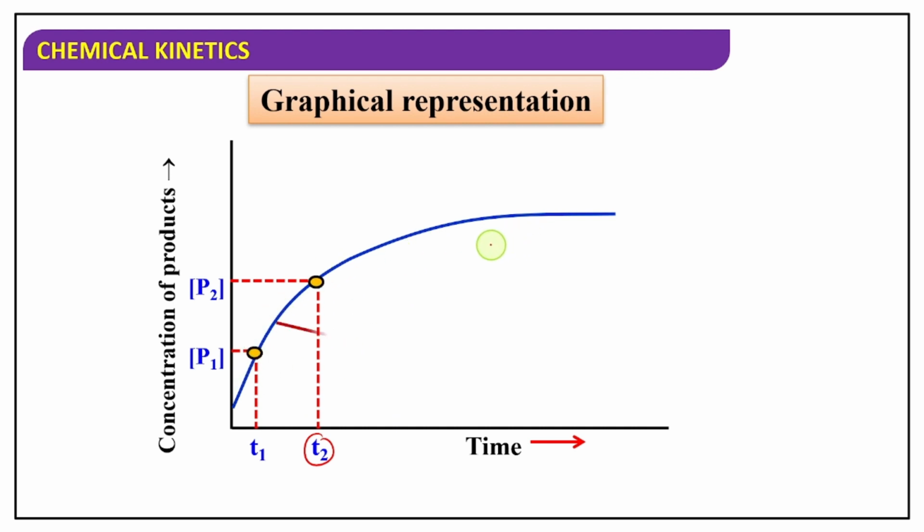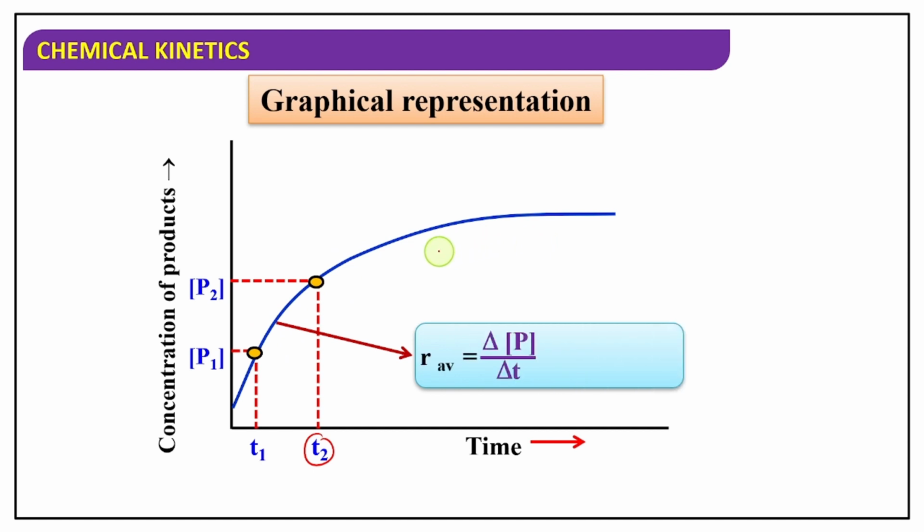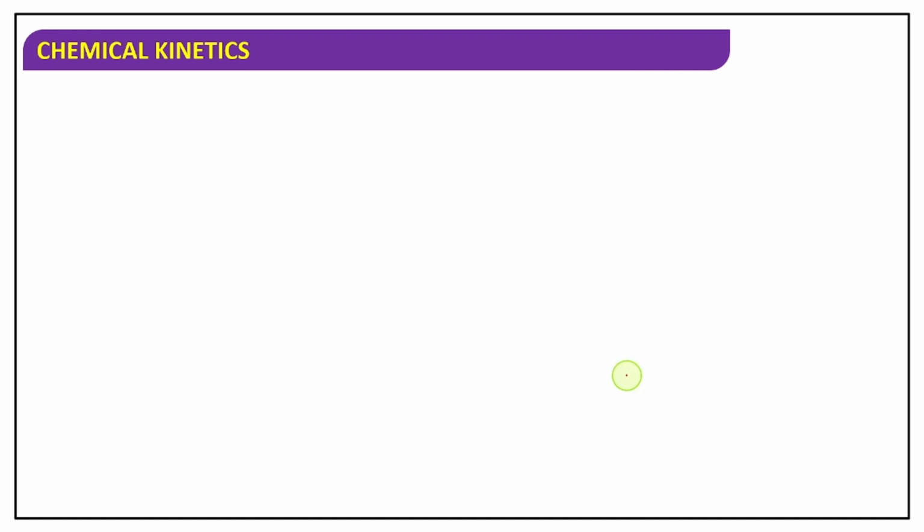So what are we going to do now? The same way, I'm going to calculate the average rate with respect to the product. So this difference gives me the delta P, the change in concentration of the product. This difference gives me the change in time. So I can write delta P as P2 minus P1, delta T as T2 minus T1, right?